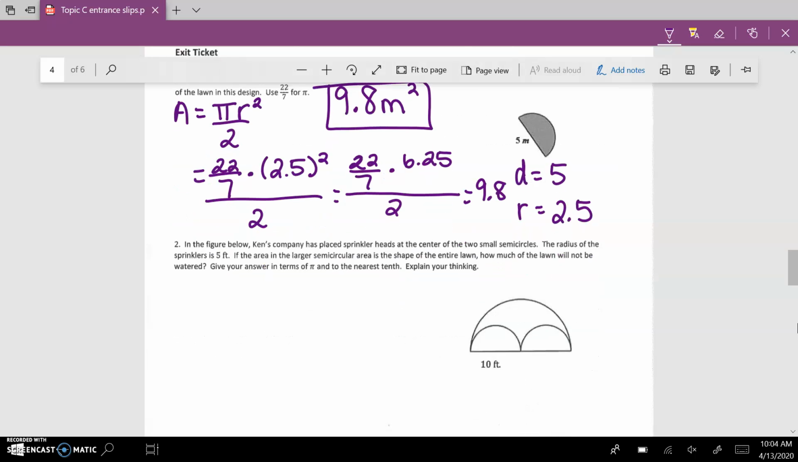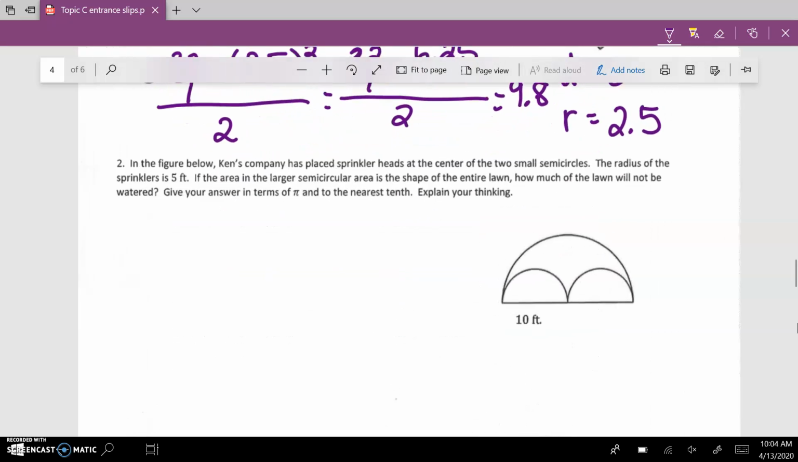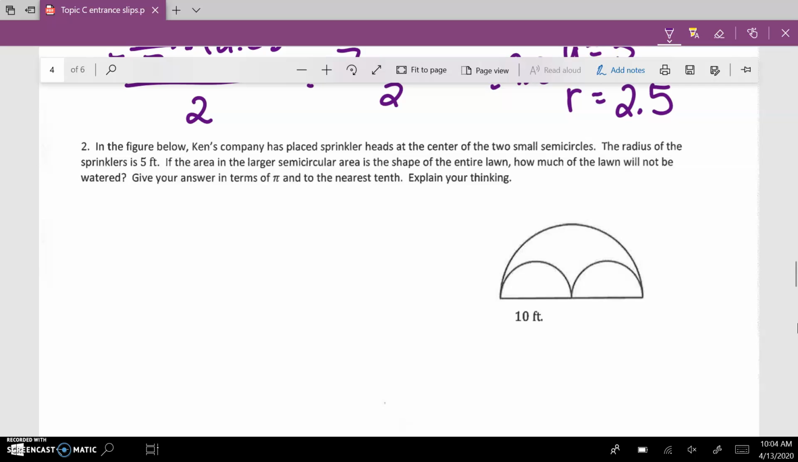Alright, so in the next one here, in the figure below, Ken's company has placed sprinkler heads in 2 small semicircles. The radius of the sprinklers is 5 feet. If the area in the larger semicircular area is the shape of the entire lawn, how much of the lawn will not be watered? Give your answer in terms of pi and to the nearest tenth.